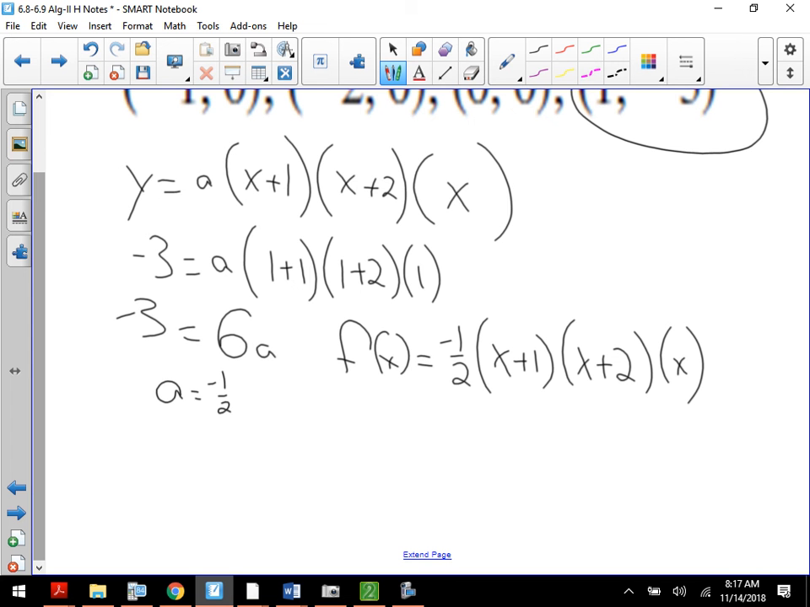6 divided by 3 is 2, yes, but if you divide negative 3 by 6, you get negative 1/2. It's a very common mistake.